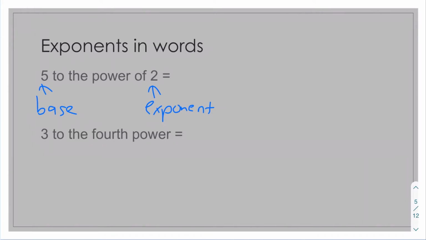So in this case, this would be 5 to the power of 2, or 5 with an exponent of 2. So that's just 5 times 5. And that is just 25. Therefore, 25 is the answer.